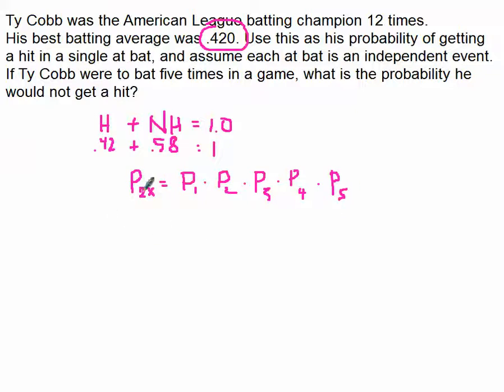Now, of course this should be 5 times because it's saying that he got up to bat 5 times in a row. So if we find out the probability that he's not going to get a hit in the first at bat and multiply it by the probability he's not going to get a hit for the second at bat, and the third and the fourth and the fifth, and I multiply them all together, I should find the probability that, in a game, if he's up to bat 5 times, he's not going to get a hit. So we're going to take the probability that he's not going to get a hit after 5 times up to bat.